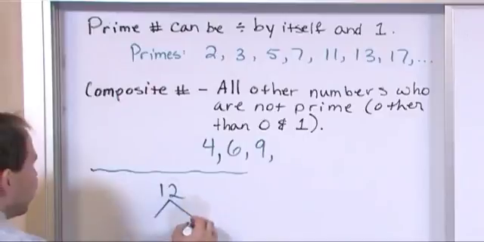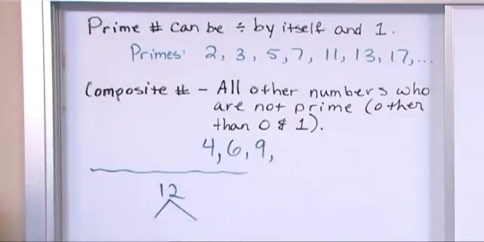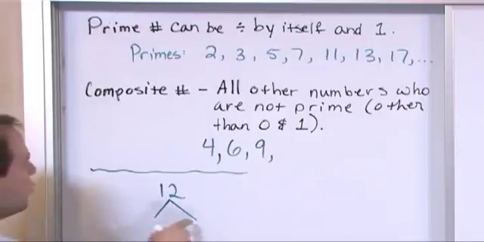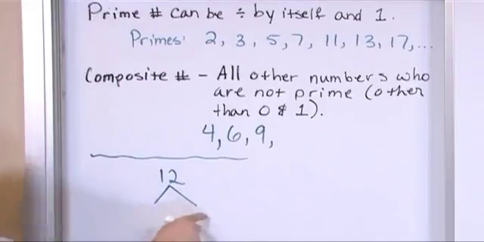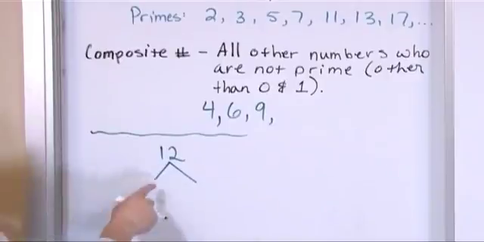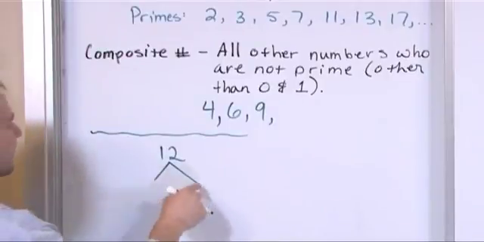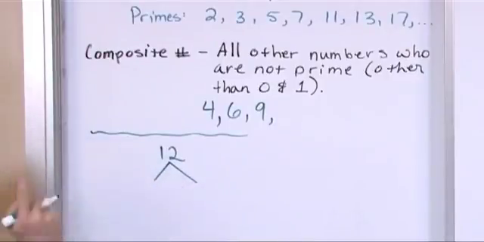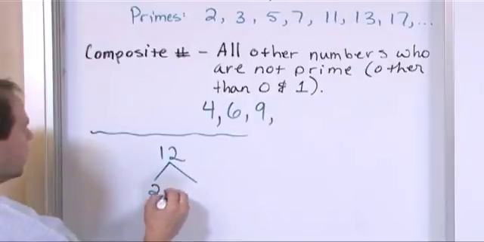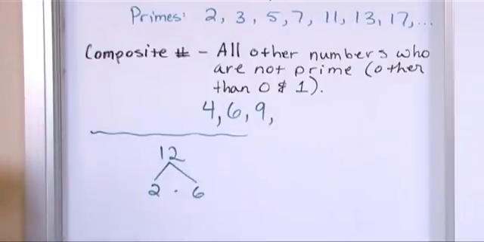So what you want to do here is draw two little branches of a tree. That's why we call it a factor tree. And you need to think about any two numbers you want to multiply together to give you 12. Could be anything. I could put 2 times 6. I could put 3 times 4. I could do anything I want. So let's say 2 times 6. That equals 12, right? So we've begun our factor tree.